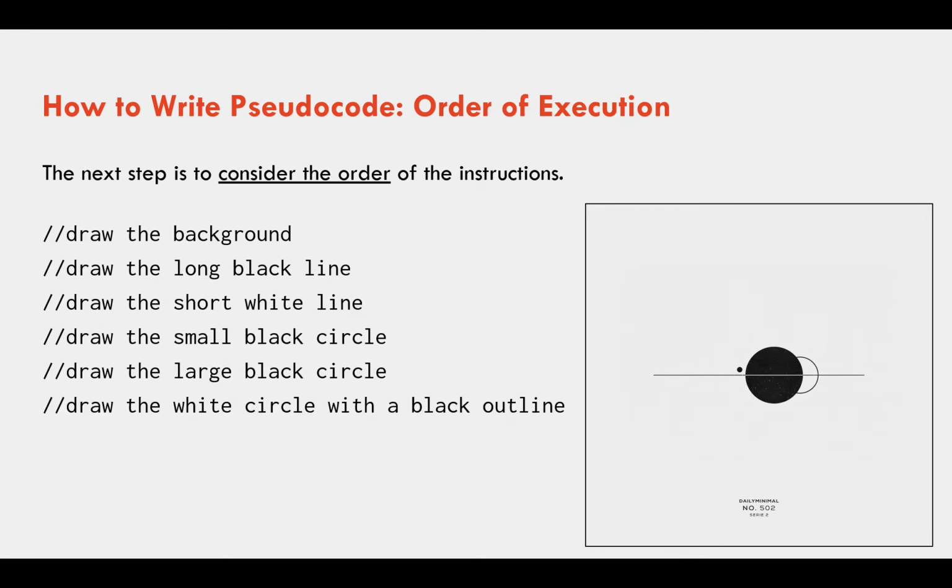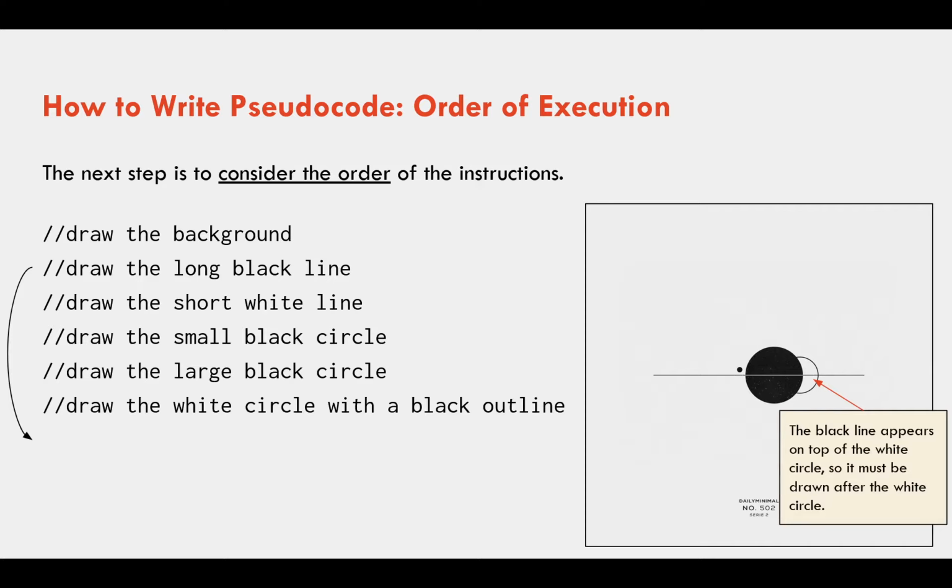So now our next step is to consider the order of instructions, because within code the order of execution is important, and we know that within P5 the layering of shapes is important, so the order that those instructions are given to the machine is the order that they will appear on the page. So first of all, drawing the background is in the right place. We probably want to do that first because everything else is on top of it.